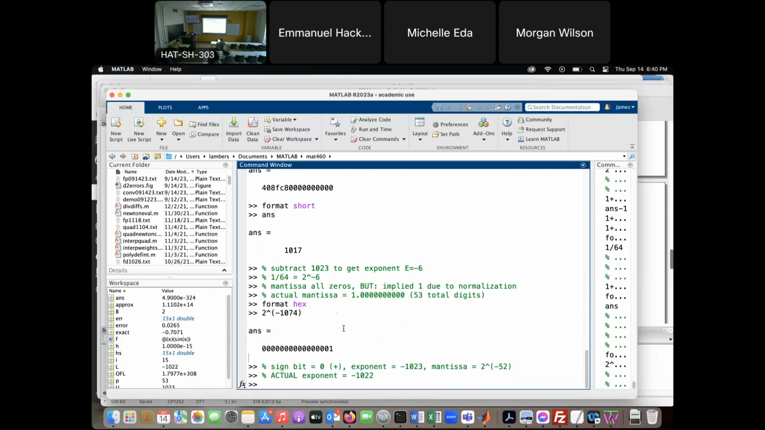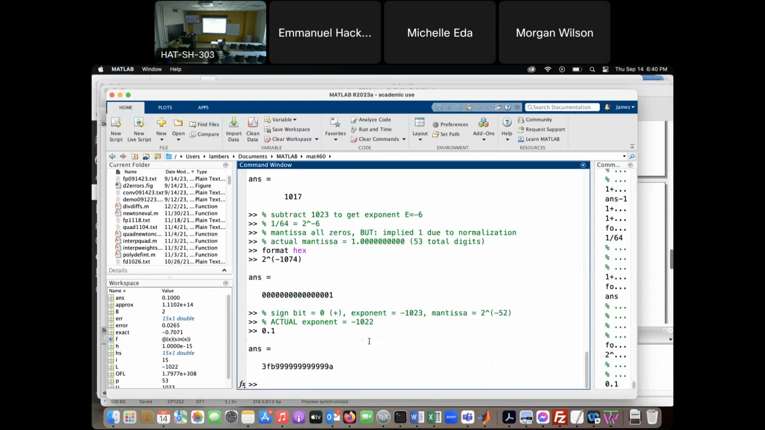Now what we see here is that powers of 2 can be represented exactly in the floating point number system. That means that other numbers that can be represented exactly in decimal cannot be represented exactly in binary. So for example, if I'm still in format hex, and I do 0.1, I get all of that.